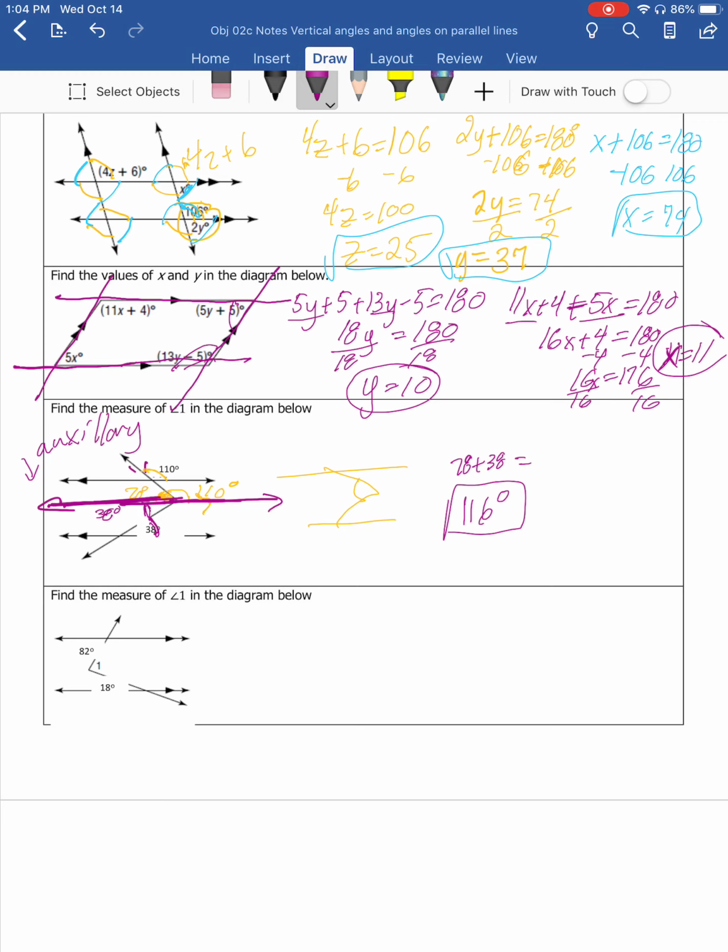And there you go. This one's similar. You do the same thing. This is 18, so this is 18, this is 82, so this one right here would be 82. This one's a little bit simpler. And so 18 plus 82 is going to be 100 degrees. So there you go.